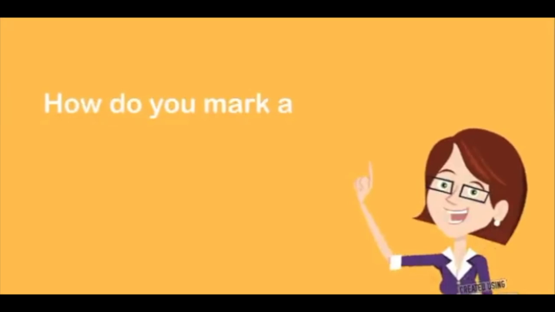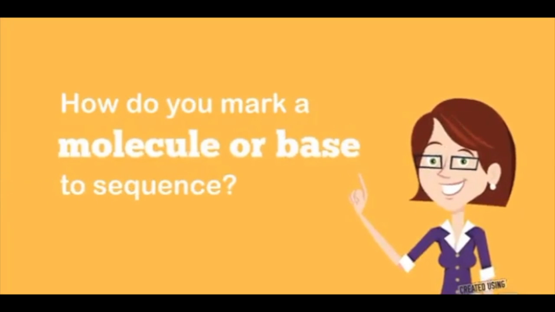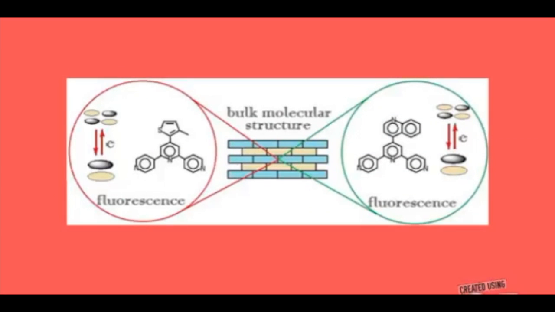How to mark a molecule or a base for sequencing. The DNA is marked with fluorophores. Each sequence is given a fluorophore and given a specific wavelength so that they emit light and can be detected.